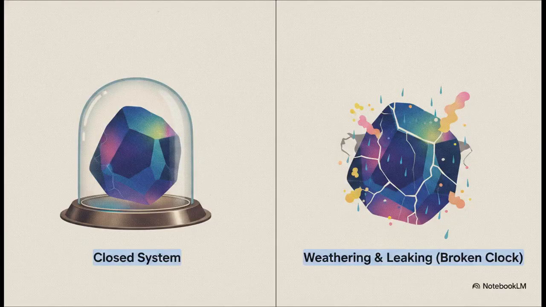Now, there is a catch. For these atomic clocks to work, we absolutely have to assume a closed system. No elements leaking in, no elements leaking out. The math only works if all the daughter atoms we measure were actually created by the parent decaying inside that specific rock. If the rock was weathered and some parent isotopes washed away, or if it was heated and daughter gases leaked into the atmosphere, well, the clock is broken. We have to be completely certain the system remains sealed since the moment the rock formed.